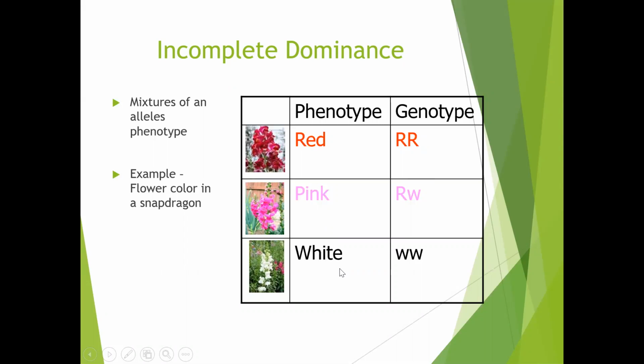So in order for a snapdragon to express a white phenotype, it must have the two alleles that code for white. And the same exact goes for red. In order for the red phenotype to be expressed, the genotype must be the two alleles that code for red. When we have an allele for red and an allele for white, they mix together to have a pink flowered plant. So this is incomplete. So incomplete means neither one is dominant and they will mix.